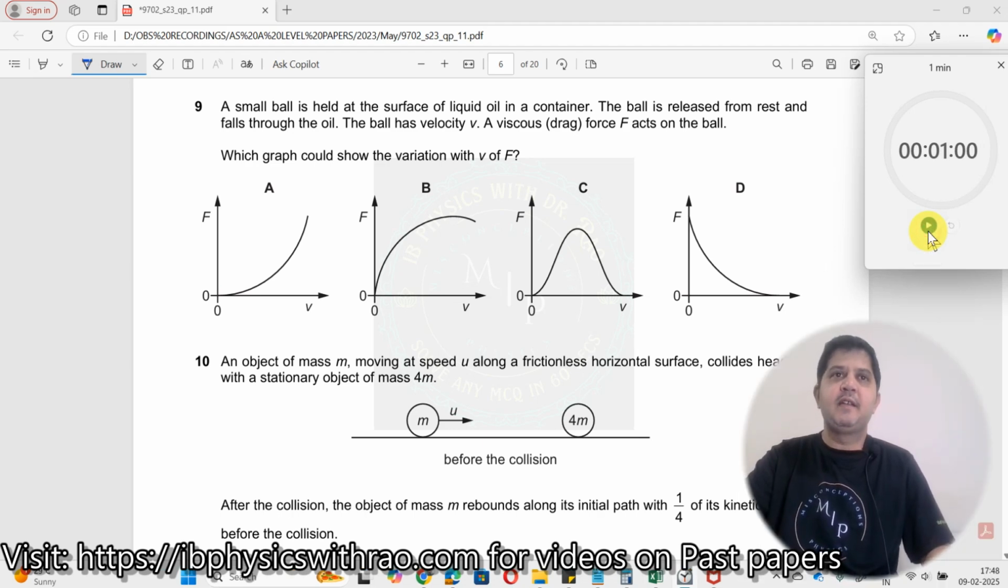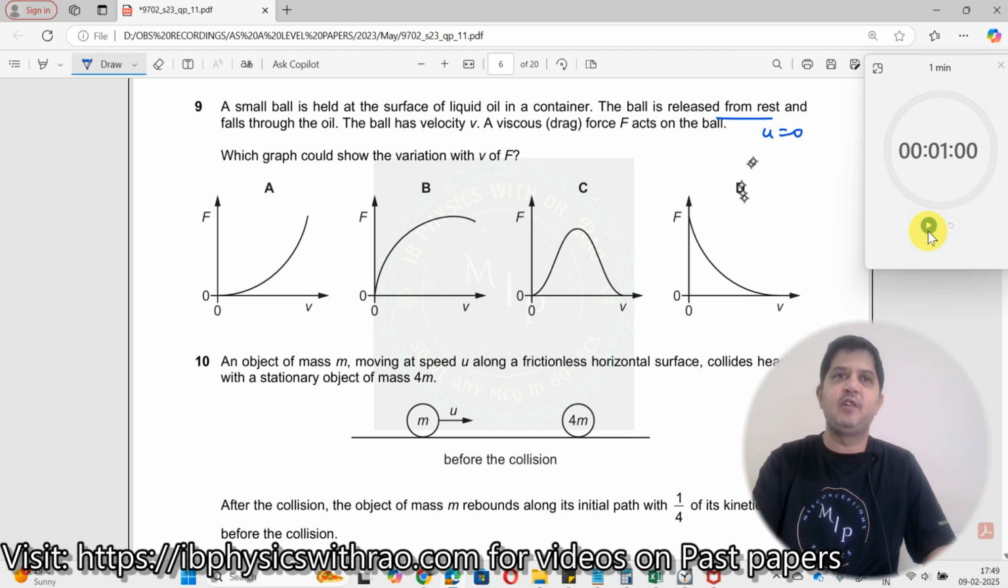Question number 9. A small ball is held at the surface of a liquid oil in a container. The ball is released from rest, that means the initial velocity is 0, and falls through the oil. The ball has a velocity v. A viscous drag force F acts on the ball. Now, which graph should show the variation of F with respect to v?